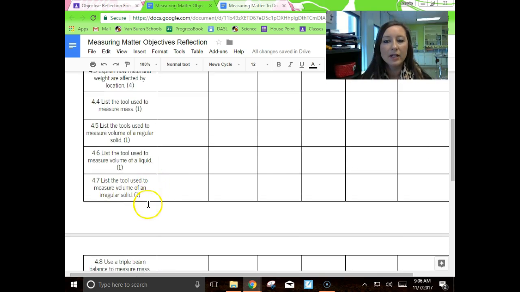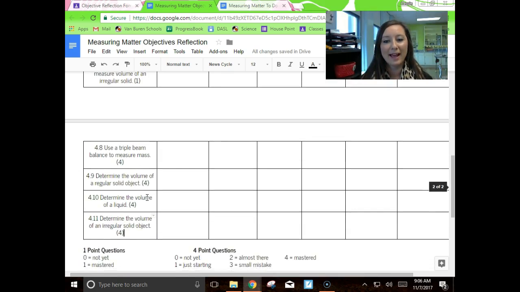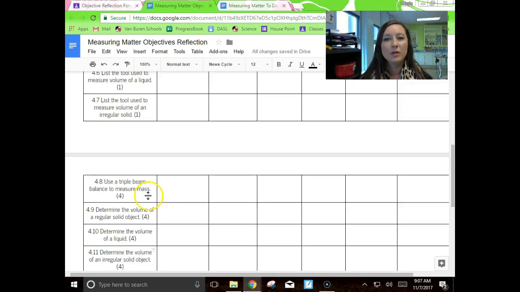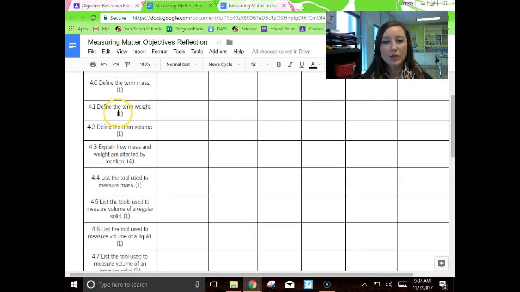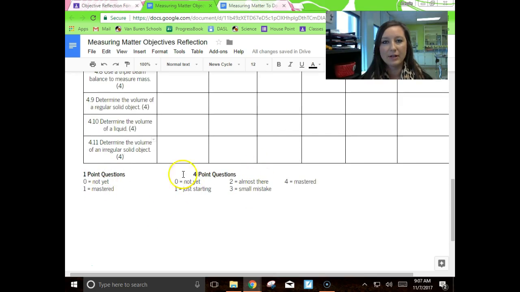My 1-point problems are usually either you have it mastered or you don't have it mastered yet. A lot of those terms, either you can define a term or you can't, or you can list something or you can't. So it's very black and white for those 1-point questions. It will always have those points listed behind the I can statement so that students know, and then I have it listed down here what those point values mean.